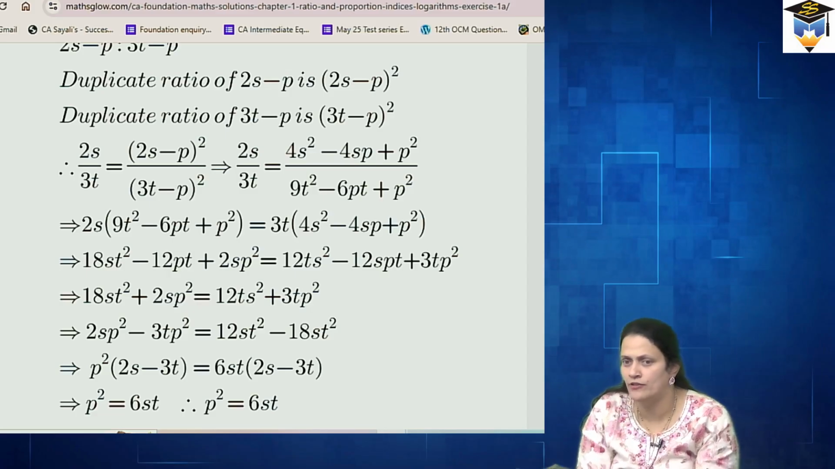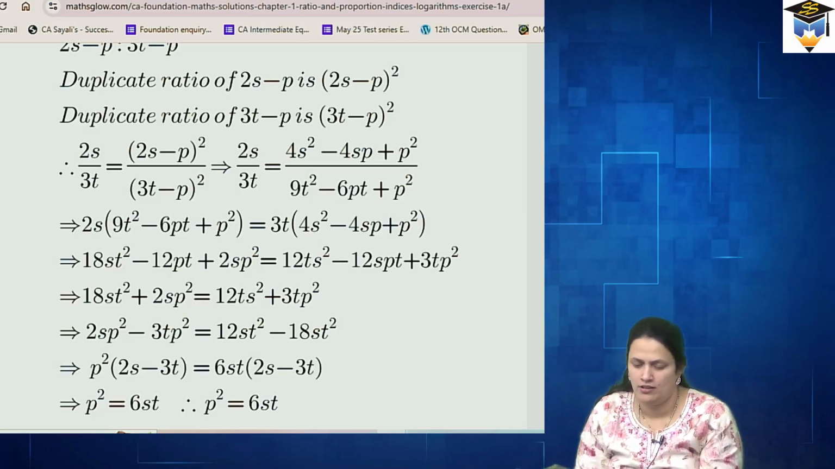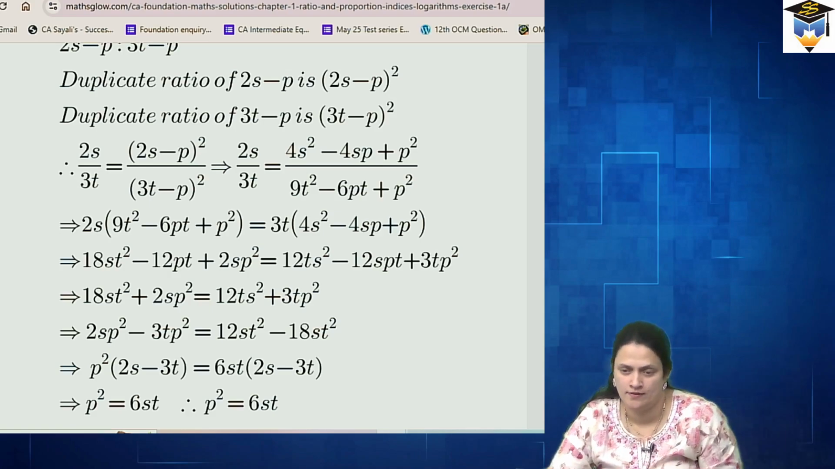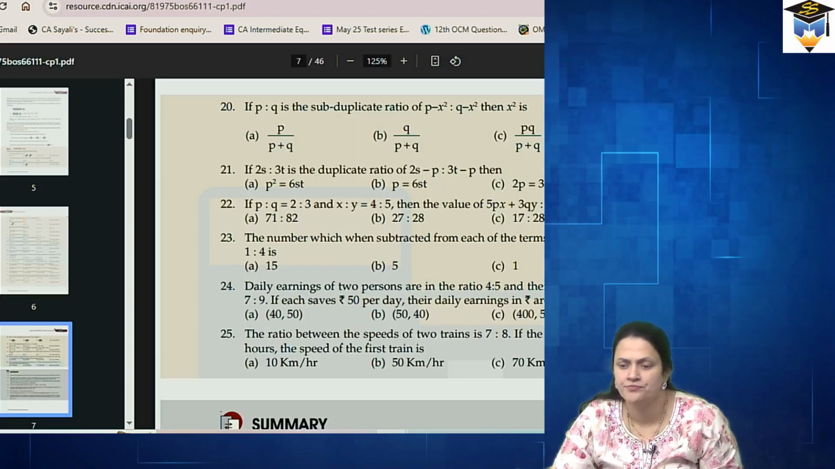Is this option given to you? Please check. Okay, sorry, we need to check. I'll just take a screenshot of this. So P square is equal to 6st, option A. I will send it on the group, okay?